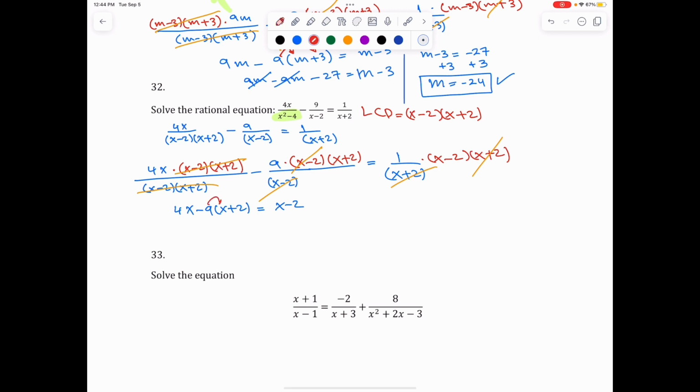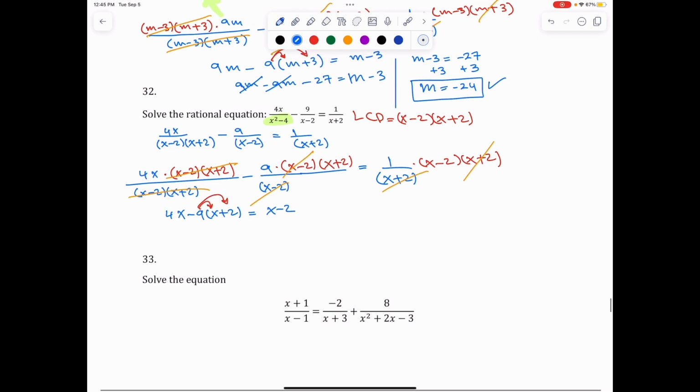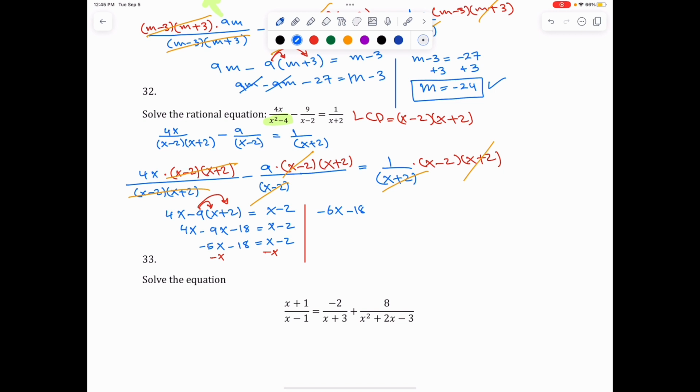So now we're going to distribute that inside. We're going to get 4x minus 9x minus 18 equals x minus 2. 4x minus 9x gives me negative 5x minus 18 equals x minus 2. I am going to subtract x from this side, so I will end up with negative 6x minus 18 equals negative 2. And then I'm going to add 18 to both sides of the equation.